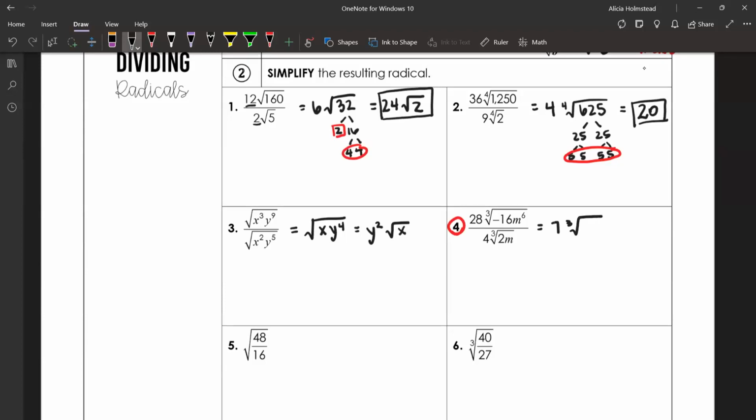Okay, so that will become 7 cube root, negative 16 divided by 2 is negative 8. M to the 6th divided by m is m to the 5th. Simplifying that, we get negative 7 times 2m, and then the cube root of m squared. So this would be negative 14m cube root of m.